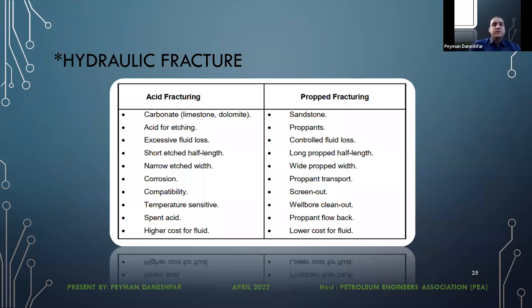You can see here the difference between acid fracturing and prop fracturing. Acid fracturing is for carbonate, with acid for etching, and you can see the corrosion. One thing you want to remember, guys: acid fracturing, as its name shows, uses acid, while the hydraulic fracture or prop fracturing uses a special fluid, not acid.